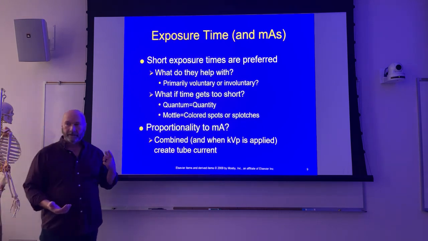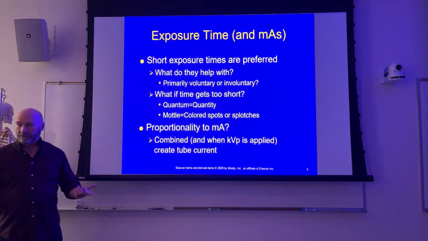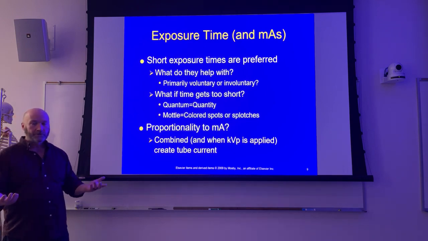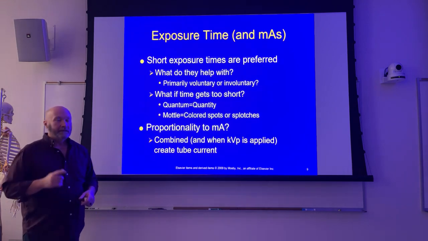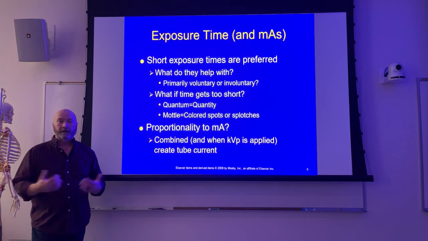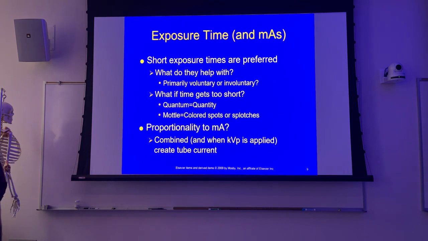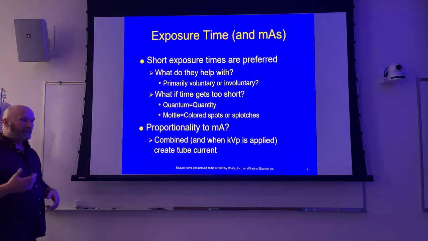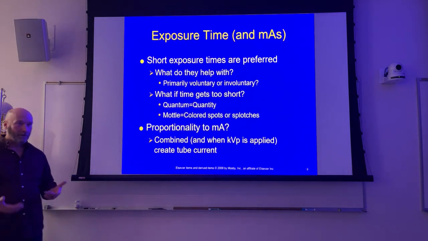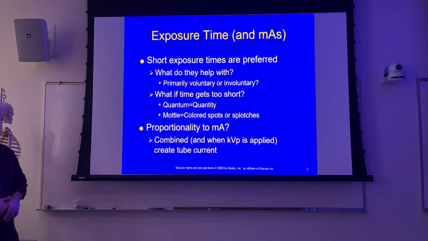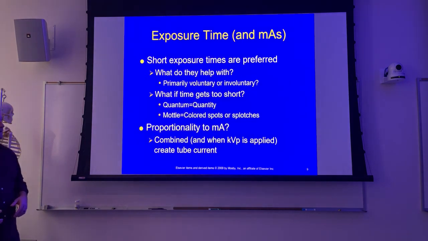So motion becomes the number one thing that will destroy sharpness of recorded detail, spatial resolution, and whether or not you're going to be able to see the detail that you need to see. And it's the one thing that you can't control really at all. It's all in the patient's hands. So we use short exposure times even when we have patients who can cooperate, just to make it more likely that we're not going to see the motion artifact. So that helps primarily with involuntary motion, but it also helps with voluntary motion as well.